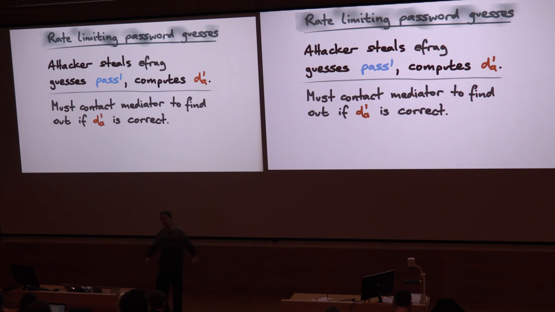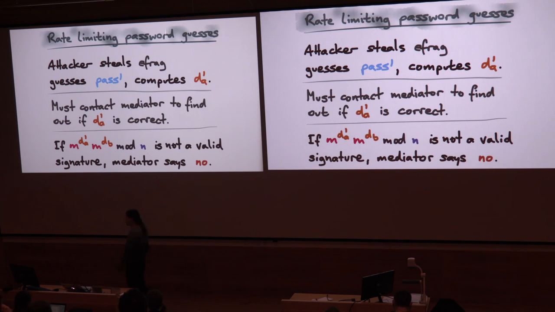And this gives the mediator an opportunity to rate limit those requests. Because if the mediator gets an incoming signature with an incorrect DA prime here, then the result is not going to be a valid RSA signature, so it's just going to say no. And so the attacker then learns the fact that that particular password was incorrect, but it doesn't learn anything else that would help it break the scheme in other ways. So it still has to make a request to the mediator for every single password guess. And this allows the mediator to perform rate limiting.